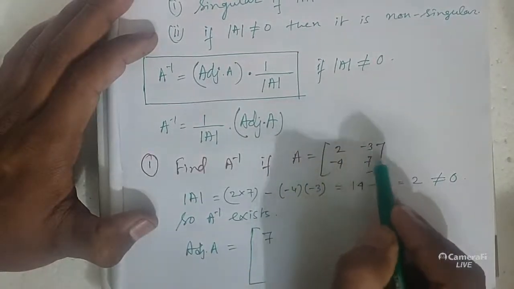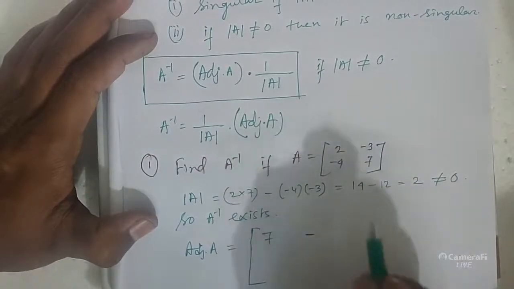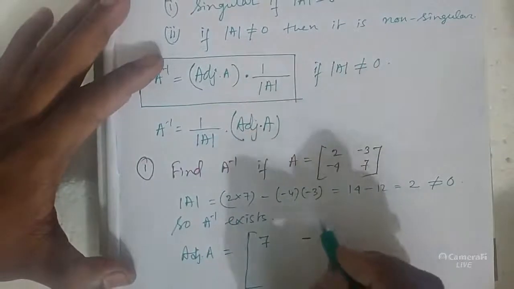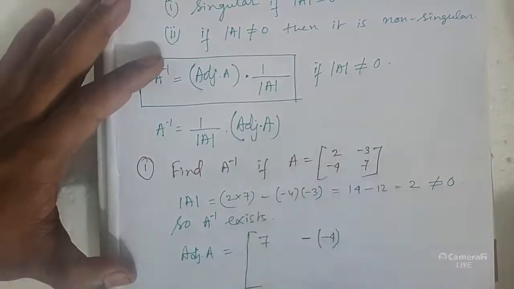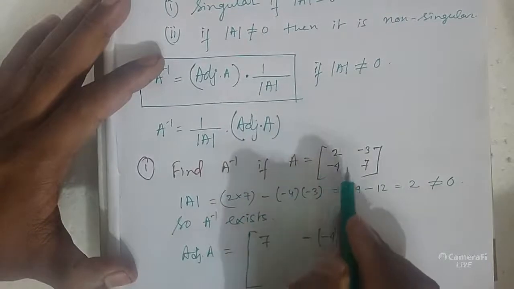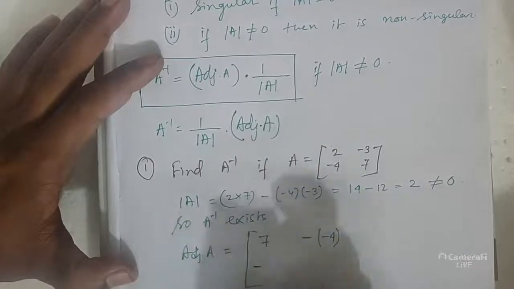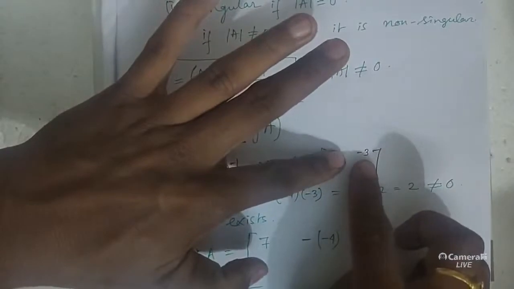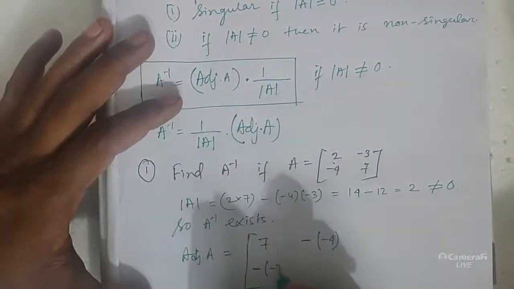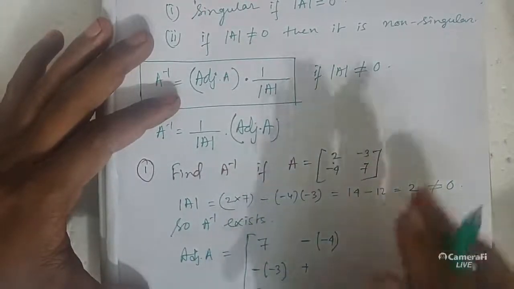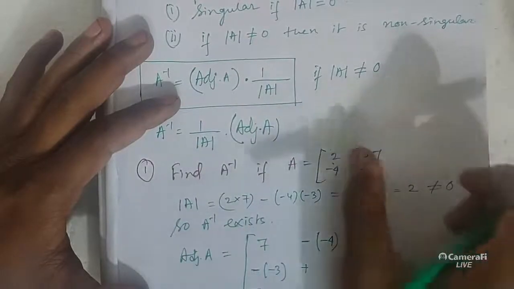What is the sign of this element? Minus. This column, this row off. So what is left? Minus 4 is left. That is minus of minus 4. Next, sign of this element, the 2 1 element, minus. This column and this row off. So what is left? Minus 3. Minus of minus 3. Sign of this element plus. This column, this row off. What is left? 2.